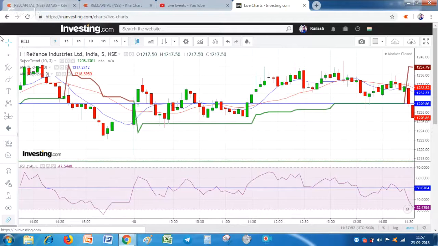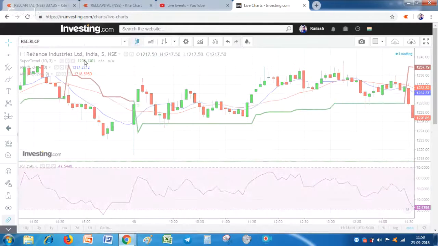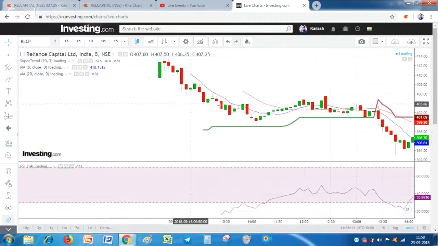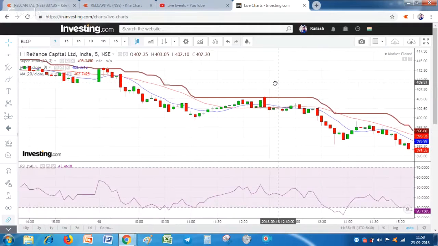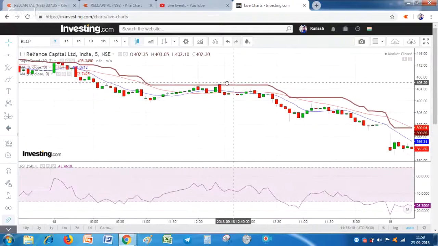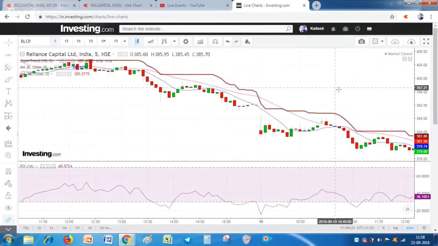So let me show you, friends. On Friday I gave a call on Reliance Capital. Let me show that trade. There I took my exit, because the stop loss was hit, and the stock had just gone about 50 points above the stop loss, and then it fell down.